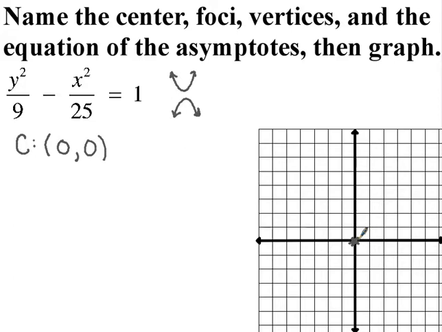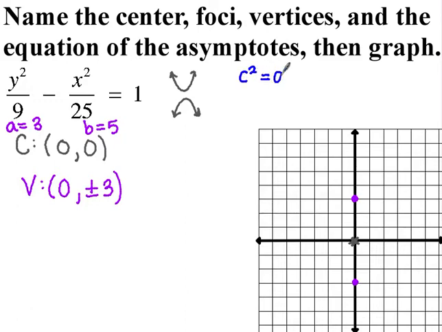Now I need to find A and B. What's A? 3. What's B? 5. So that A implies I'm going to go 3 up, just like I did with an ellipse, and 3 down. These are my vertices. My vertices here will be located at 0, plus or minus 3. I could write it as 0, 3 and 0, negative 3, or I could abbreviate it that way. Okay, now I need to find the foci. To find the foci, I need to find C. I know that C squared equals A squared plus B squared.